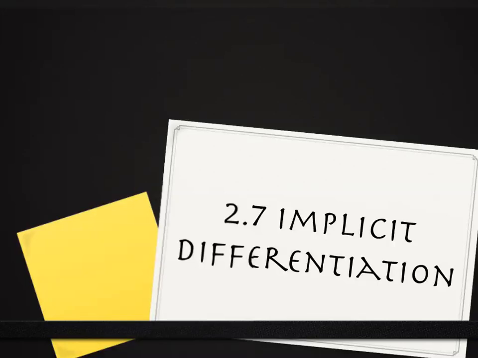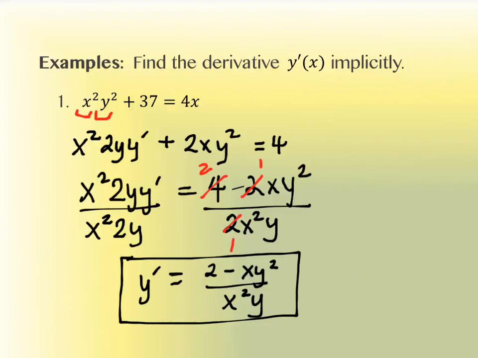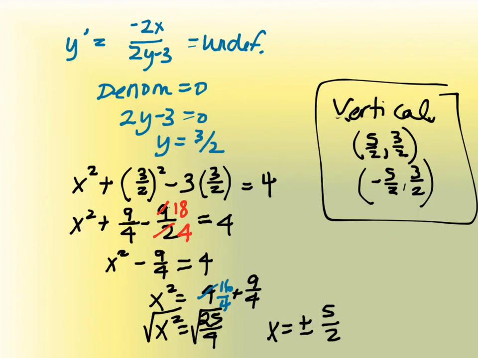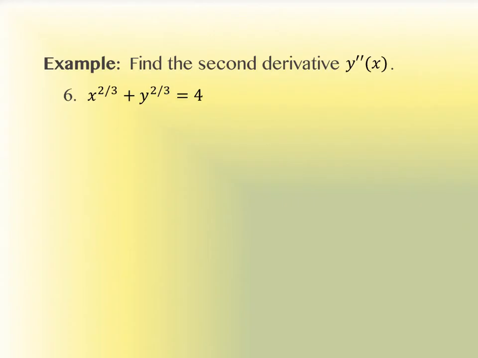All right, 2.7 we were working on last time, and we had encountered this idea of taking derivatives where the y is not solved for. And we had one more problem that we were working on, question number 6. And on question number 6, we are asked to find a second derivative. So in order to find a second derivative, we obviously have to find a first derivative. All right, so let's do that part first.